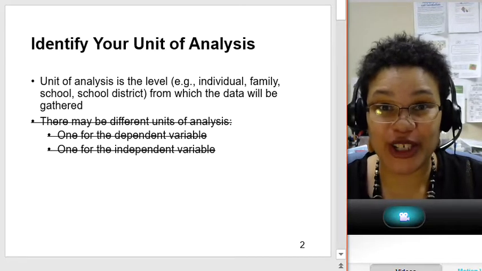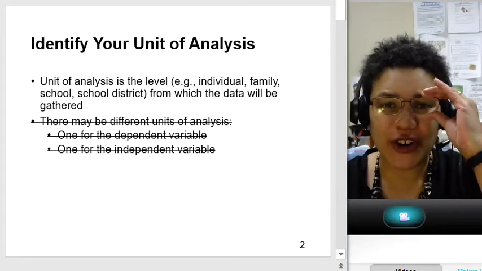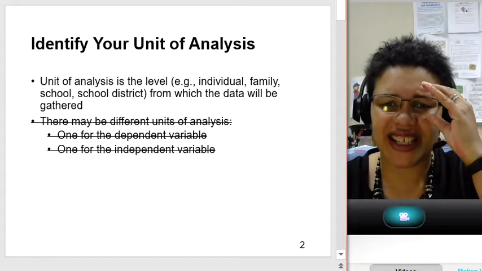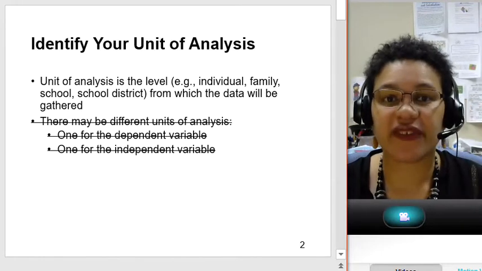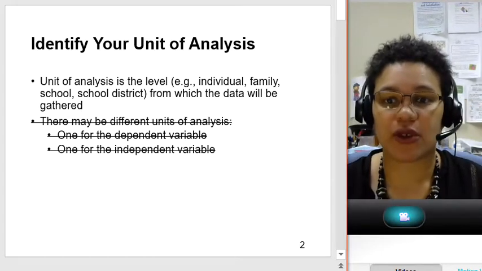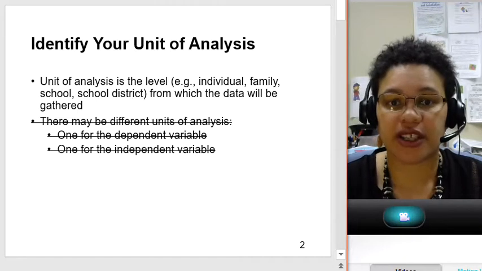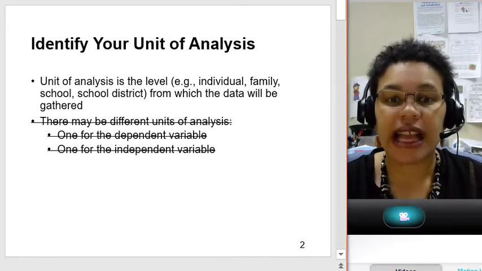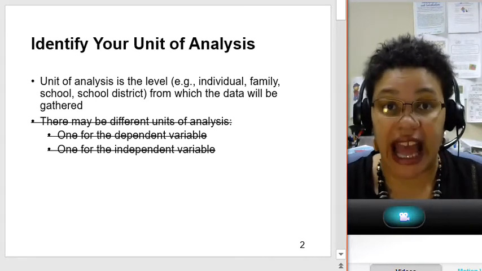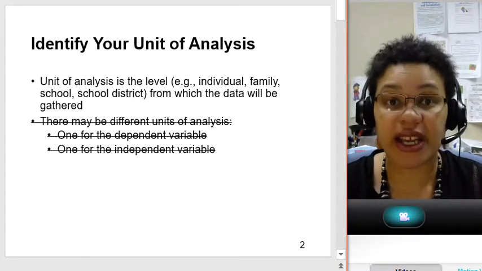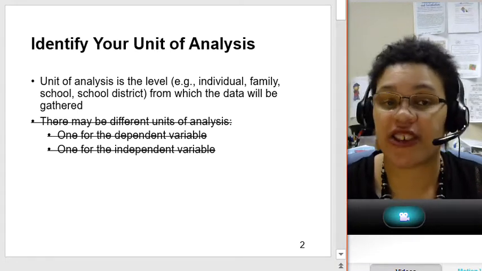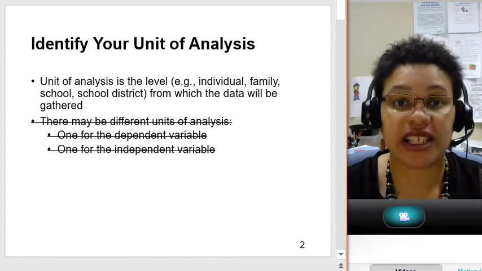For determining what your sample is going to be, the first step is identifying your unit of analysis. Basically, the unit of analysis is the level, for example, the individual, the family, the school district, from which the data will be gathered. For most of us, it's going to be an individual, the student. We're going to gather student data and use that to make a decision.